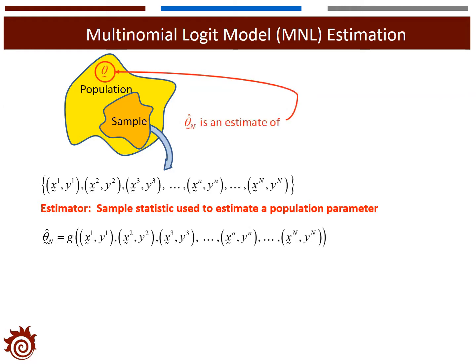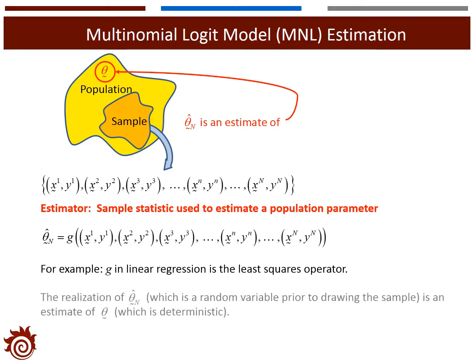And theta hat is just one estimate of the true parameters in the population. For example, if we are considering linear regression, then g would be the function for the least squares operator. Also, the estimated parameter theta hat is a random variable before we actually get the sample, and it is applied to estimate the true values. And we should say that the true values are deterministic for the population.